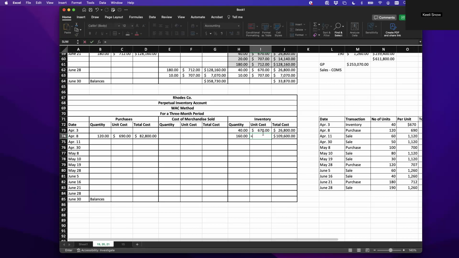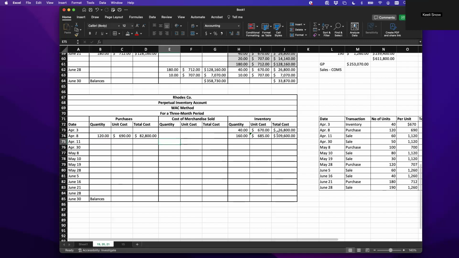We're going to take 109,600 and divide it by 160, and it gives us $685 as an average weighted unit cost. More skewed towards the 690 because there are more of them. For our sale, we don't have to worry about if it's the first ones or the last ones. We're just saying on average, they all cost $685. So we're going to say that these 60 we sold cost $685. And 160 minus 60 gives us 100.